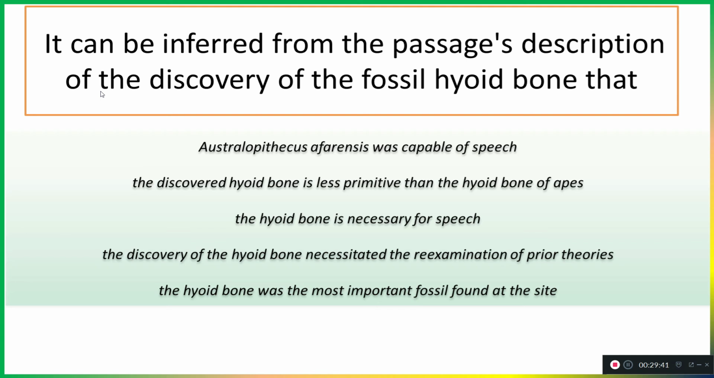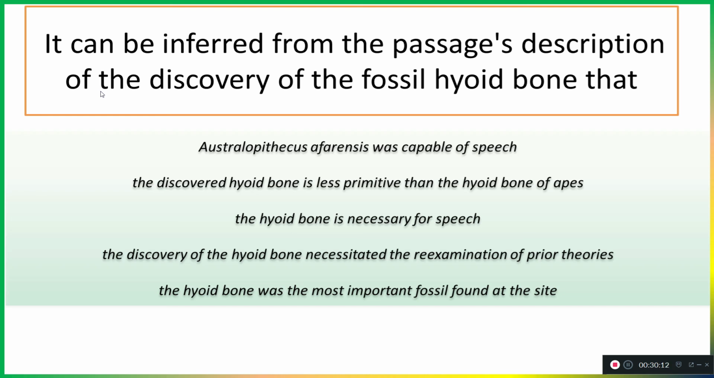Similarly, when the third option says that the hyoid bone is necessary for speech, then also it is wrong, because if the hyoid bone is necessary for speech, that means if the hyoid bone is not there, then somebody cannot speak. But again, this is something that is not mentioned in the passage. They are saying that it is important. This finding is important because it is related to the origins of speech. But whether or not it is necessary, I'm not sure.